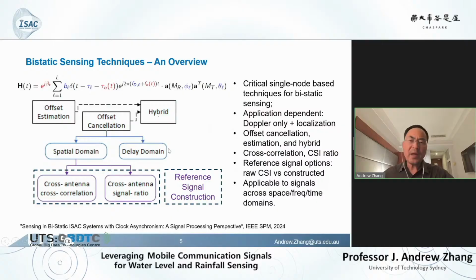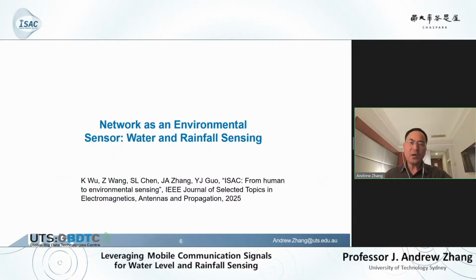So today we will mainly discuss how we can apply these bistatic sensing techniques to solve the water level and rainfall sensing problem. Now let's start to look at the detailed sensing approaches. First, I would like to introduce a recent paper which provides a good overview for the topic of water level and rainfall sensing.